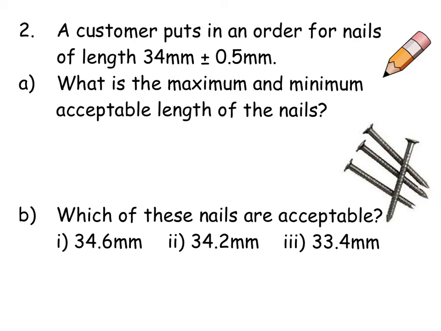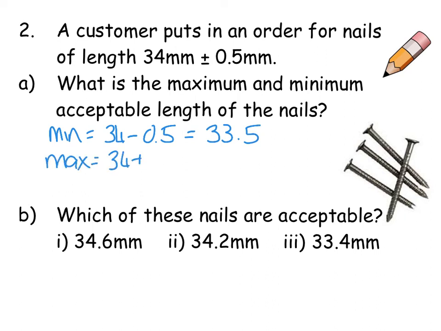So, question 2. Tolerance is used all the time in engineering, any kind of job that uses measurement, okay? So this one, a customer puts in an order for nails of length 34 millimetres plus or minus 0.5 millimetres. Now 0.5 millimetres, think how tiny and minuscule that is, right? But you need your screws to be a certain size, otherwise they're maybe not going to fit what they're meant for, okay? So what we want to know is the maximum and minimum acceptable length of the nails, all right? So let's do the minimum first. The minimum would be 34 take away 0.5, so that takes you down to 33.5. Your maximum would be 34 plus 0.5, which takes you to 34.5. So we are allowed anything between these values.